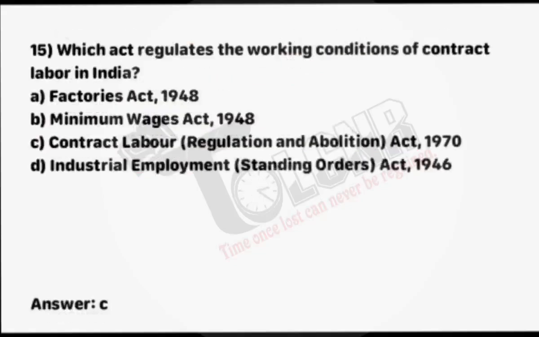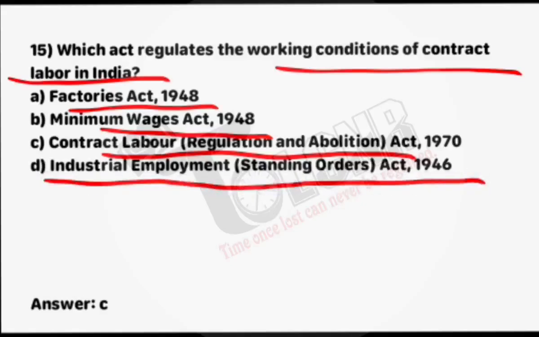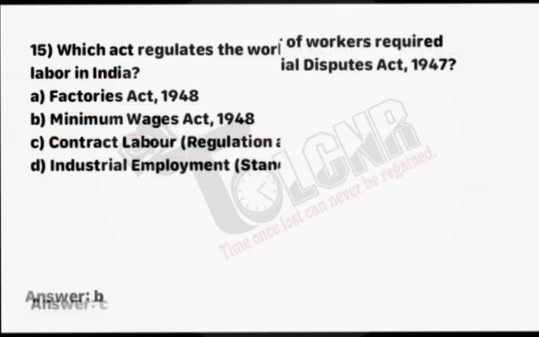Next question, which act regulates the working conditions of contract labor in India? Option A, Factories Act 1948. Option B, Minimum Wages Act 1948. Option C, Contract Labor Regulation and Abolition Act 1970. And option D, Industrial Employment Standing Orders Act 1946. Option C is correct, Contract Labor Regulation and Abolition Act 1970 regulates the working conditions of contract labor in India.